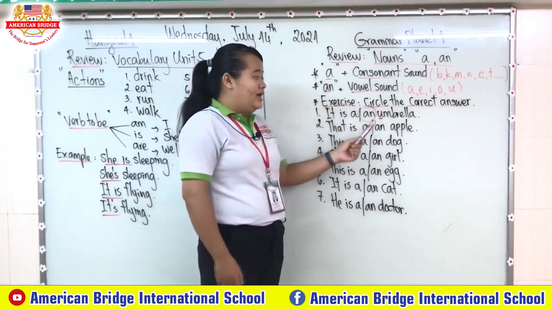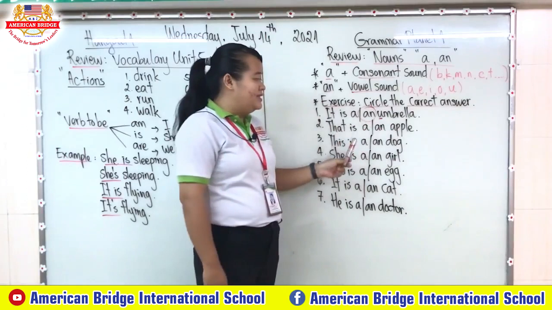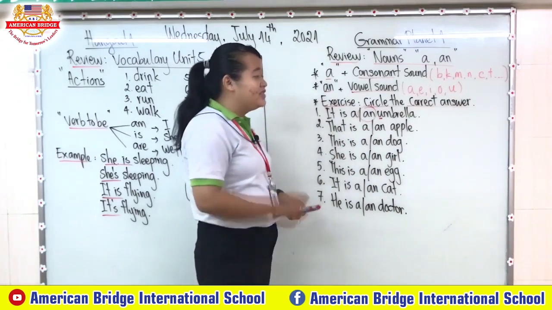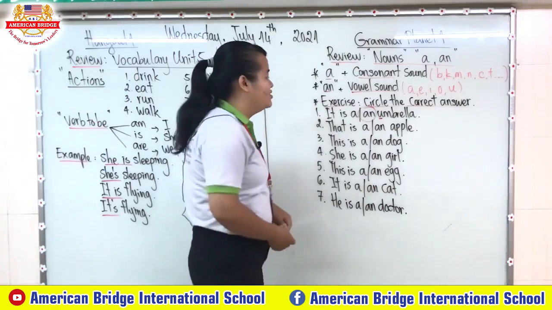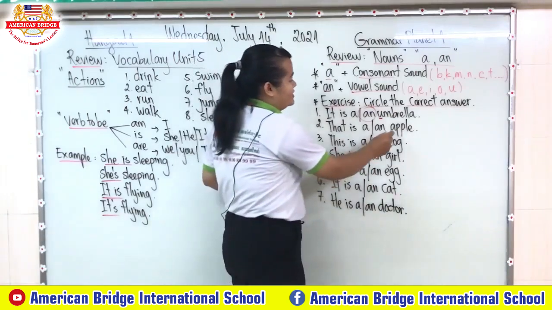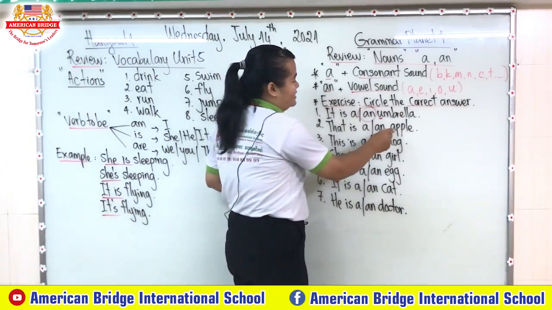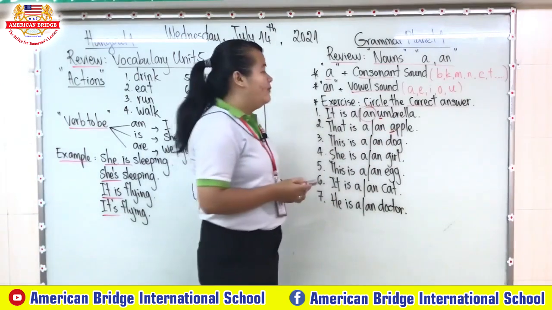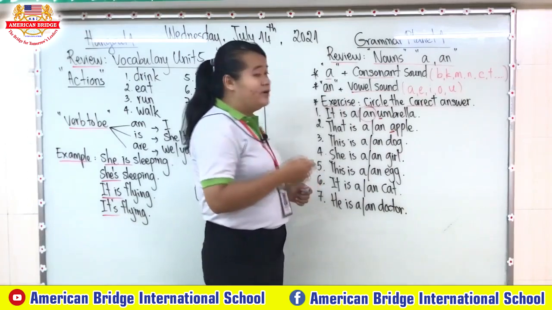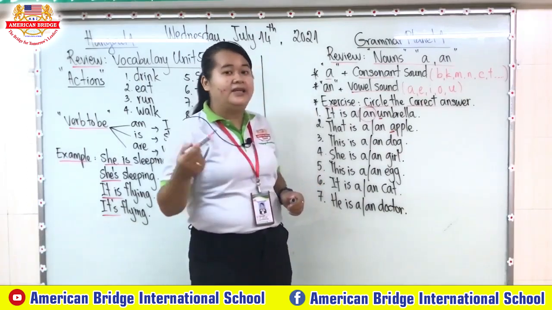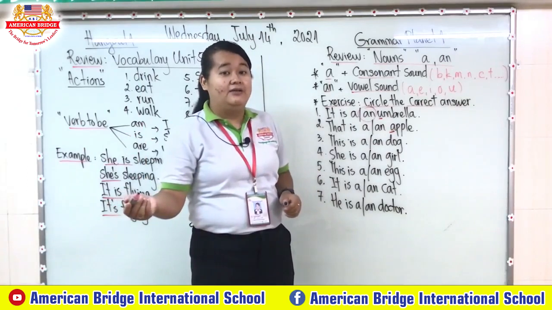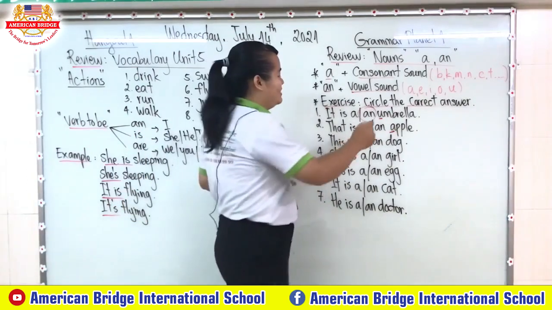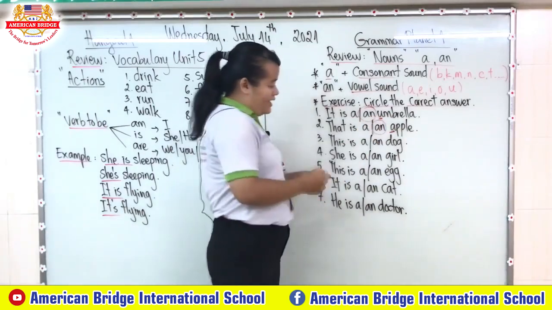Now let's move to number 2. That is a apple or that is an apple. Which one is the correct one, everyone? You need to check the word first before you choose. Apple starts with small letter a, which is a vowel sound. So when you use a vowel sound, do we use a or an? Are you sure that we need to use a? No. So that one we need to use an, right?